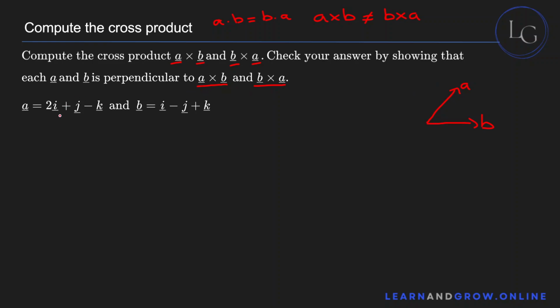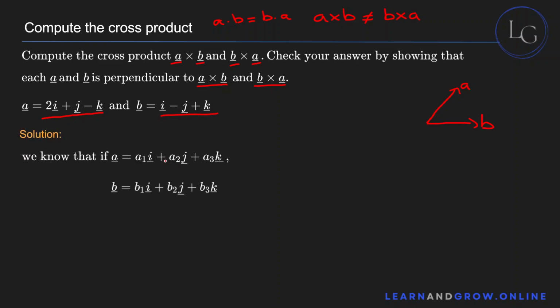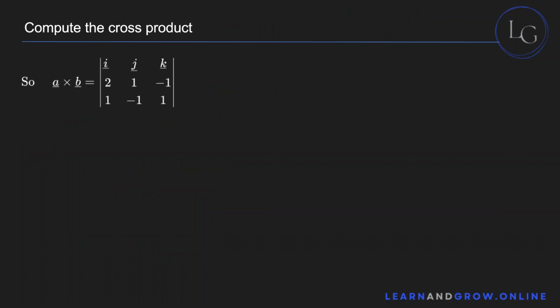Now we have A as 2i plus j minus k and B as i minus j plus k. Two vectors given to us. Now we know that if A is equal to this and B is equal to this, then A cross B is found by using this method. Now what is this really? Well, this is a very simple way of calculating the cross product, right?